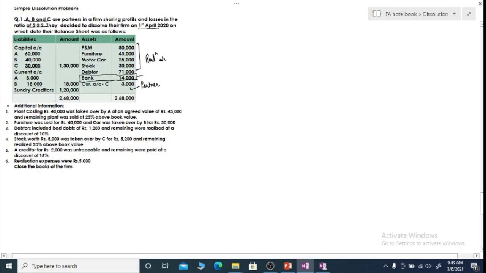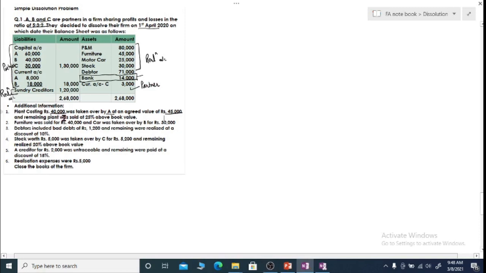On the other side we have capital account, current account, and creditors. Again, very simple question. All of this belongs to the partners, so this will go in partners accounts, and the only liability that we have, creditors, will be closed in realization account. Okay, so we know the process. We know where to put these accounts for the closure. So let us go through the additional information.